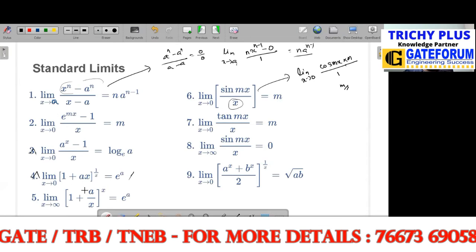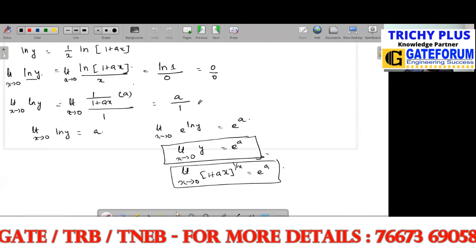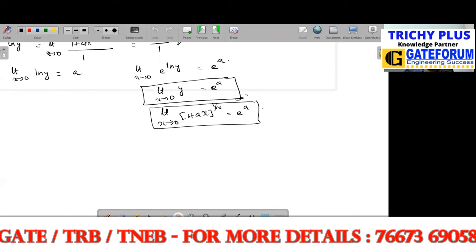You ask, right, how this came. So what I'm going to do is, for this term, what variable can I take? I can take z equal to 1 by x. If you take z equal to 1 by x, just reframe this equation, what will you get?